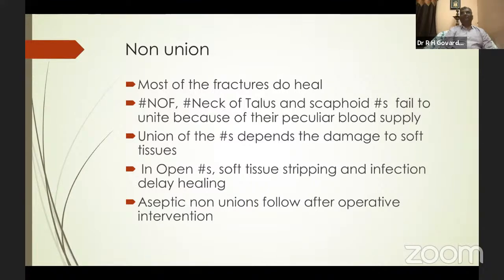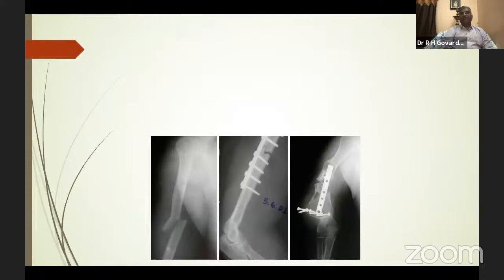So union between the vascular and avascular becomes difficult. It also depends on the soft tissue damage one gets. If the soft tissue damage is too much, if periosteal stripping is there, you get devitalization of the extraosseous element of the bone, which may cause a delayed union and non-union. In open fractures, soft tissue stripping is more, and the chance of infection is always there, which may delay your healing. Usually, the aseptic non-unions follow after the operative intervention.